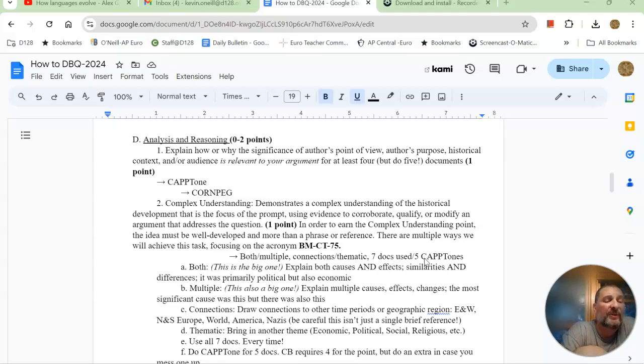And then one part to consider for the author, when you're thinking about context, audience, purpose, and point of view, you can always think of Cornpeg. Who is this person? So here's another acronym for you. Cornpeg: C is class. Where are they on the social hierarchy? Occupation, obviously significantly related to class, but sometimes that might be the most important part of them. Are they a factory worker? Are they a peasant?